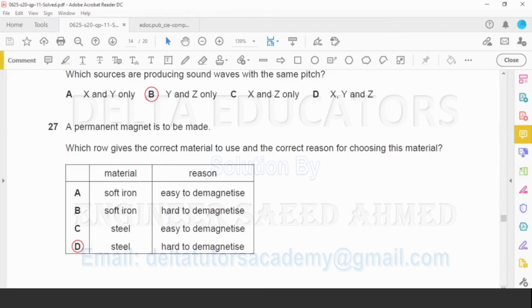What is the reason for using steel? It is very difficult to demagnetize steel. So here in option D, it is given hard to demagnetize. So this option is correct. For permanent magnet, we have to use steel, and the reason is it is difficult to demagnetize the steel. That's why we use steel to make a permanent magnet.